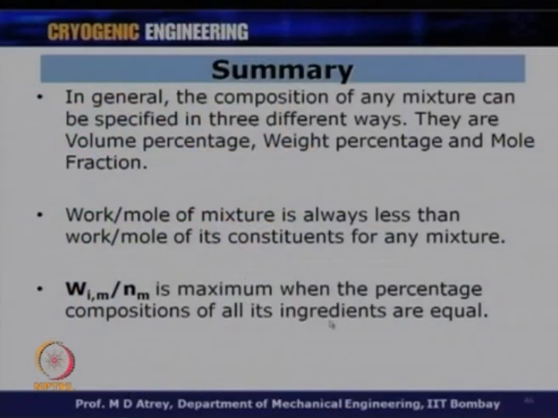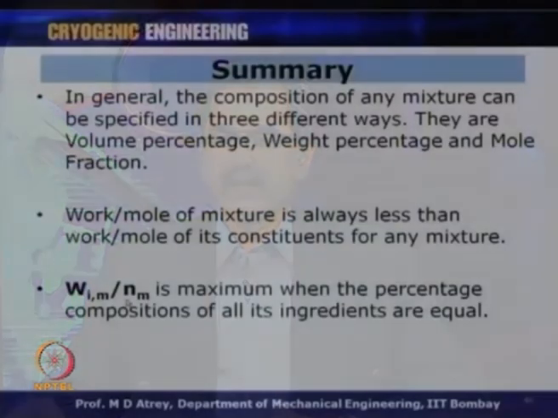Work per mole of mixture is always less than work per mole of its constituents for any mixture. This was clear because we know that Nm is equal to Na plus Nb, where A and B are the constituents of the mixture. So, work per mole of mixture is going to be always less than work per mole of gas A or work per mole of gas B, because the mole fraction of gas A and gas B is going to be less than 1, less than the moles of mixture basically.